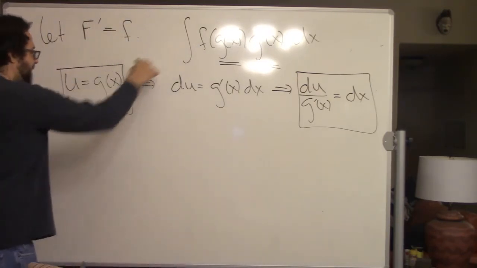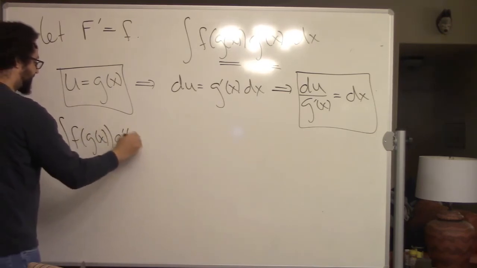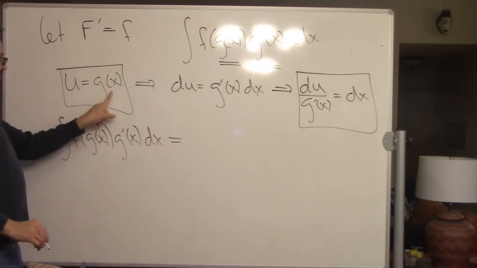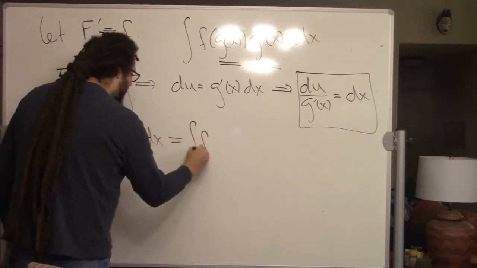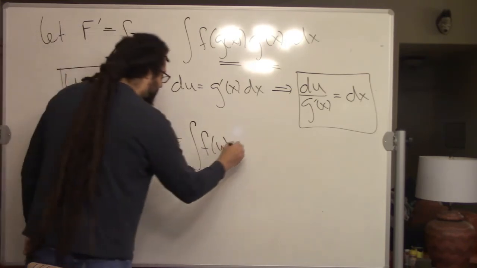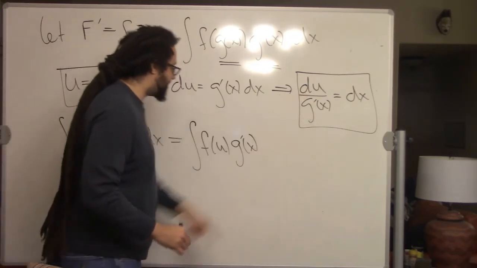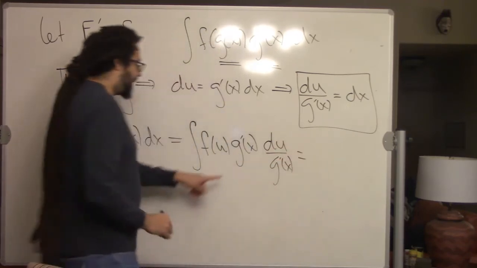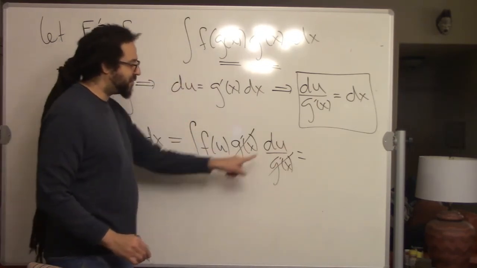So now what does this integral look like? It's the integral of f of g of x, g prime of x, dx. Now that's equal to what? We know that u is equal to g of x, so instead of writing g of x, I'm going to write u. So this is the integral f of u, and then I'm going to just copy down g prime of x, and then what's dx? It's du over g prime. And so now the g primes will cancel, and you're just left with the antiderivative of f of u du.